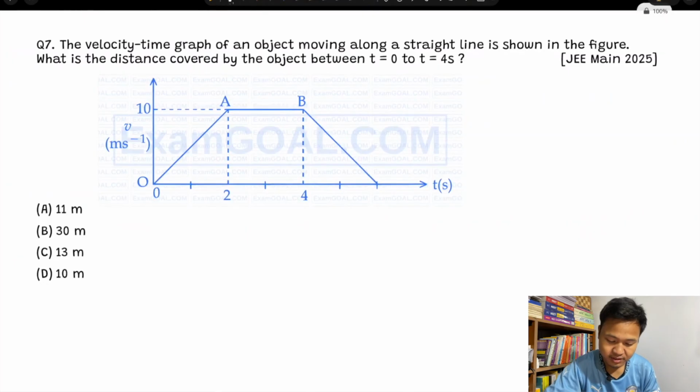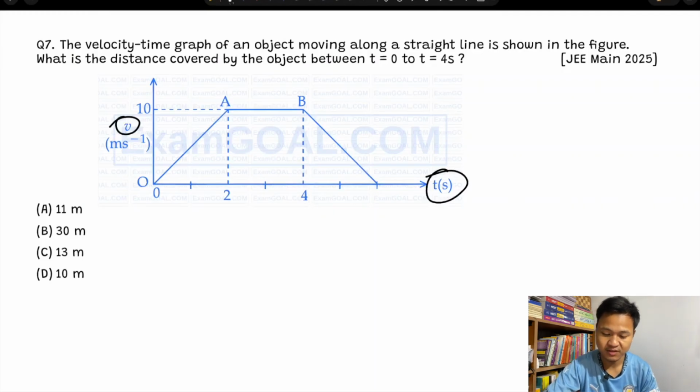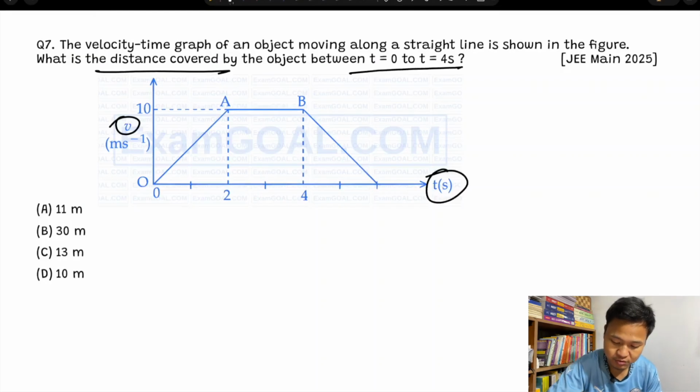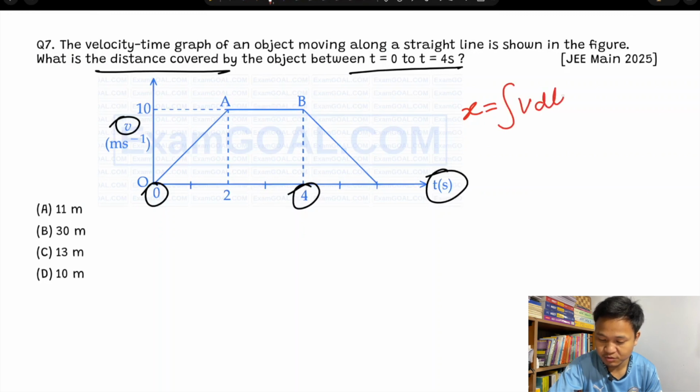Okay, next question. This is a JEE Mains question from the January 2025 first session. Here you have a v versus t graph, velocity versus t graph, and they ask what distance is covered from t equals 0 to t equals 4 seconds. Here the formula is x equals integral v dt. So in a v versus t graph, distance is given by the area under the line. So simply find that.